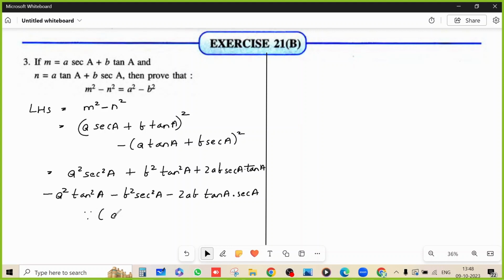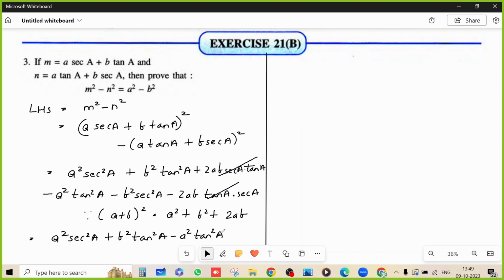Here we have applied the formula of a plus b whole square, which is equal to a square plus b square plus 2ab. Now plus 2ab sec a into tan a will get cancelled with minus 2ab tan a into sec a. So we are left with now a square sec square a plus b square tan square a minus a square tan square a minus b square sec square a. Now we will take a square common from these two terms. It will become a square, and inside the bracket it will be sec square a minus tan square a. Similarly, we will take b square common from the other two terms. It will become b square into sec square a minus tan square a.